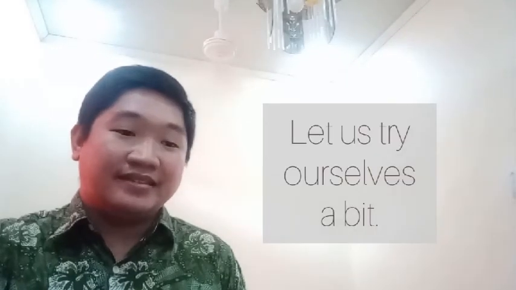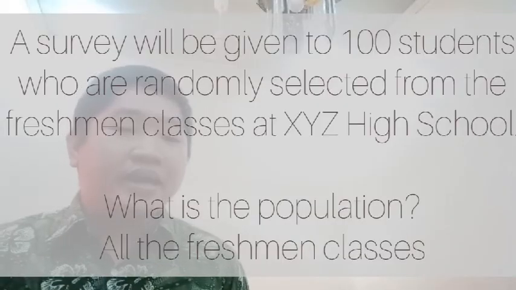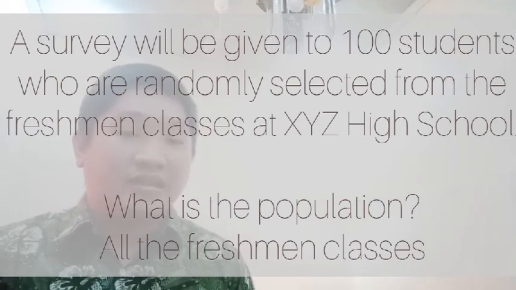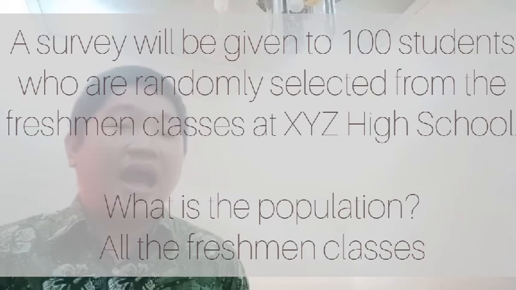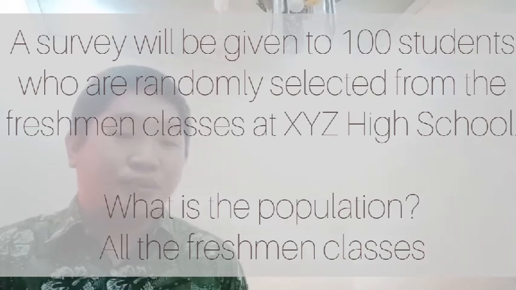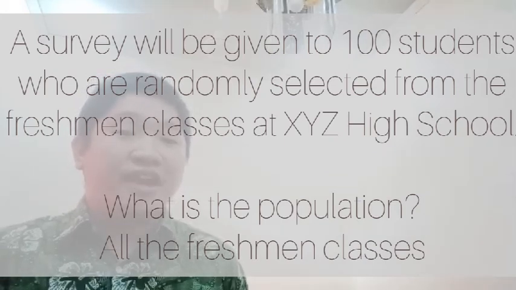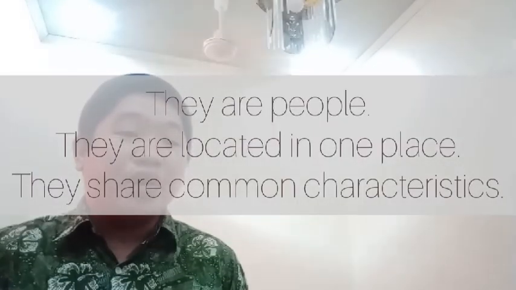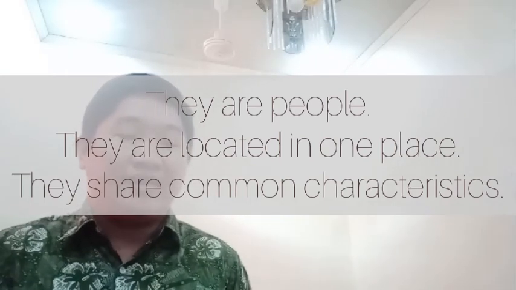Let's try this. Let us test ourselves a bit. A survey will be given to 100 students, randomly selected from the freshman classes at XYZ High School. What is the population? The answer is all the freshman classes. They are people. They are located in one place or institution. They share common characteristics.